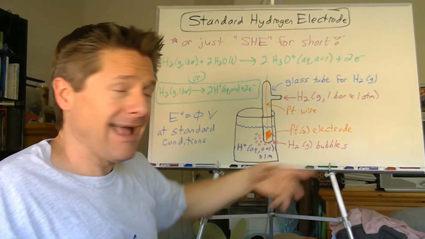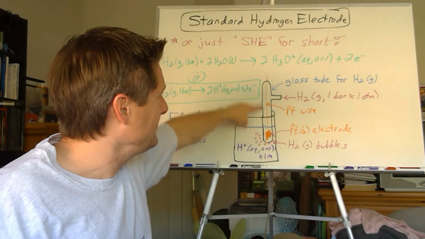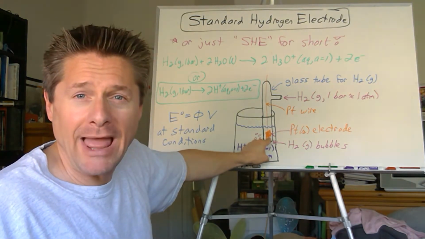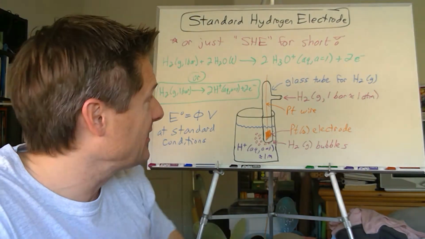The hydrogen gas, that's a little trickier. How do we get the gas in there? So usually what we do is we have this glass tube with an inlet port here, right? And inside that glass tube is where the platinum wire is, and the little sheet of platinum that's submerged in this acidic solution.